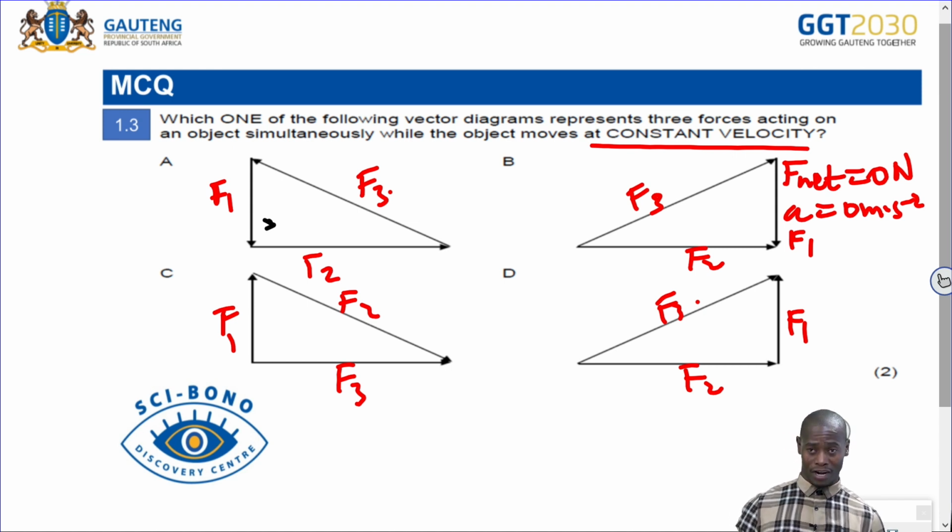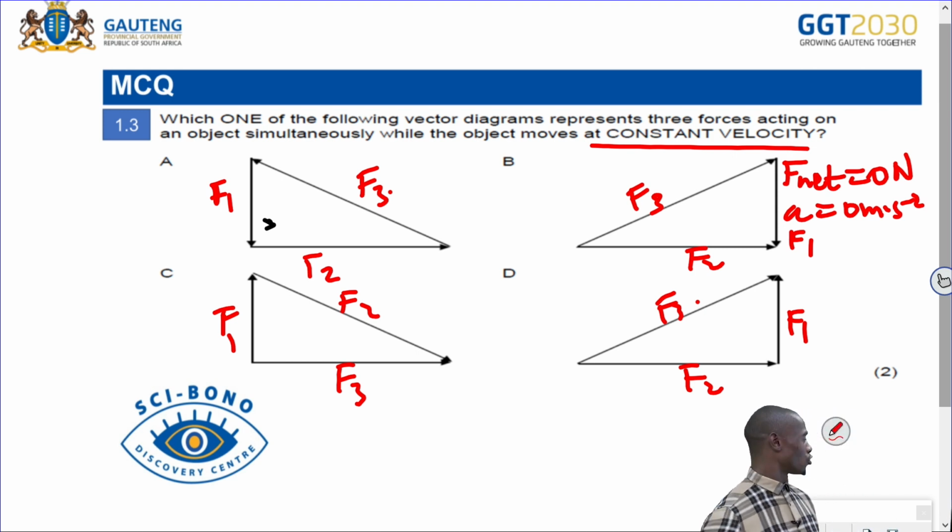Newton's first law. So if F net is equal to 0 newtons, we are expecting what type of diagram? A closed vector diagram. Here we're expecting a closed vector diagram, because this object is moving at a constant velocity and F net is equal to 0 newtons.